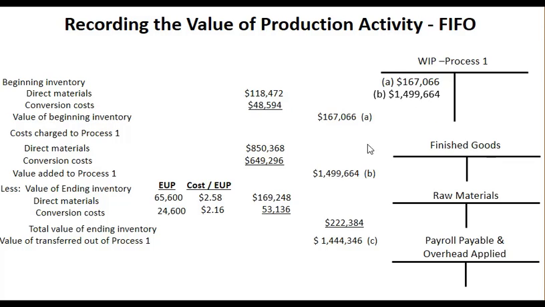Now to that, I add entry B. In this case, these are the costs that were charged to process 1, and they consisted of raw materials, $850,368. So there's my credit, and my credit to payroll payable and overhead applied would be $649,296, and the corresponding debit then would be to work in process of $1,499,664.